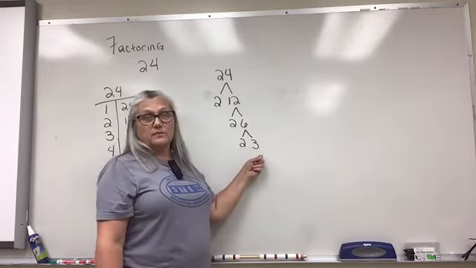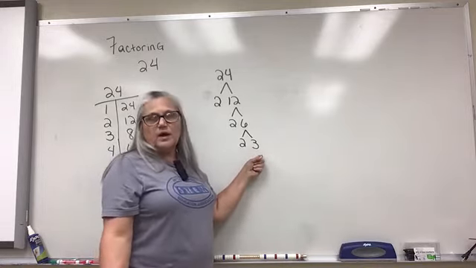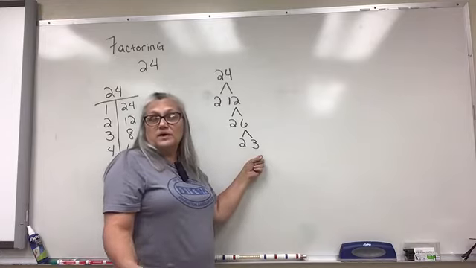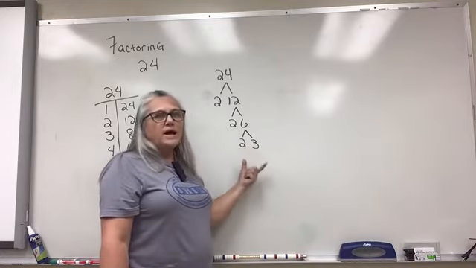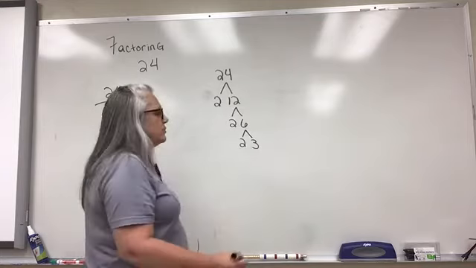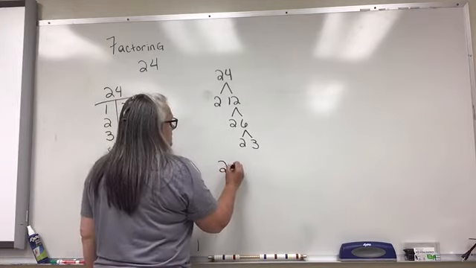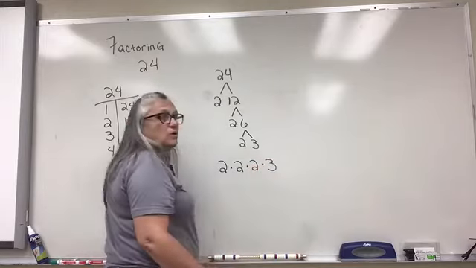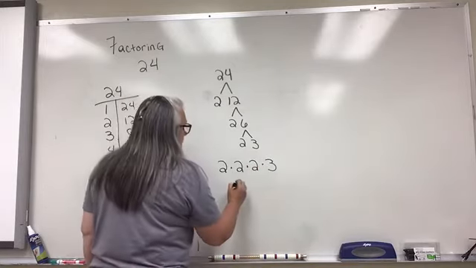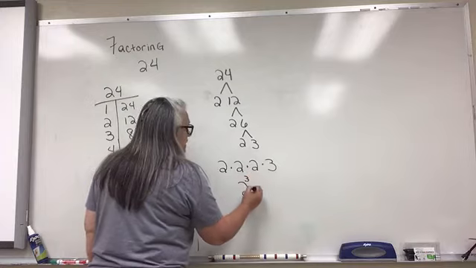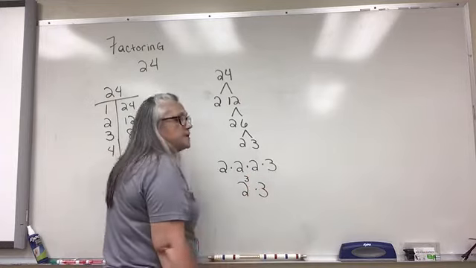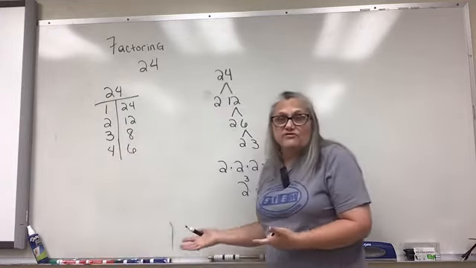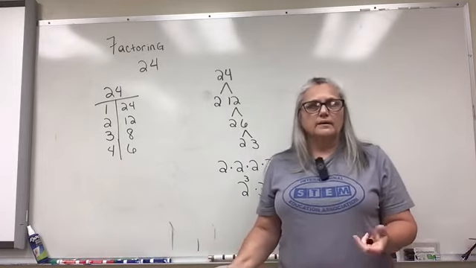Is 3 a prime number? Yes, 3 is prime because it's only divisible by 1 and itself. So my prime factorization for 24 would be 2 times 2 times 2 times 3, or sometimes you see it written as 2 to the 3rd power times 3. Those are our two ways to factor whole numbers.